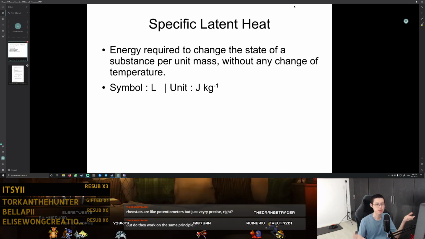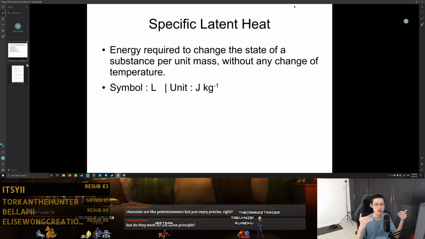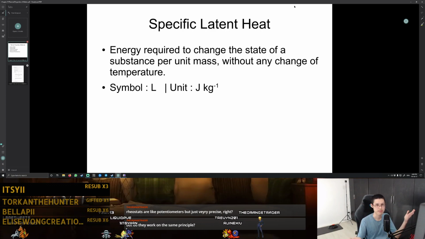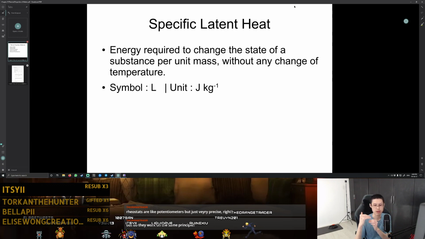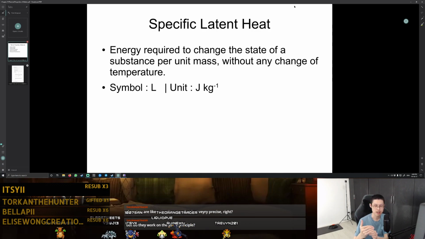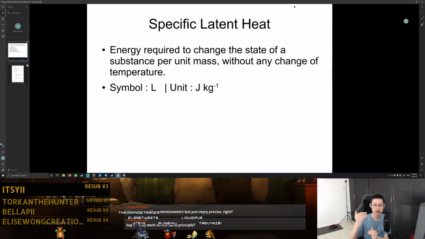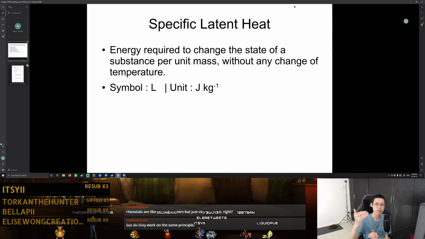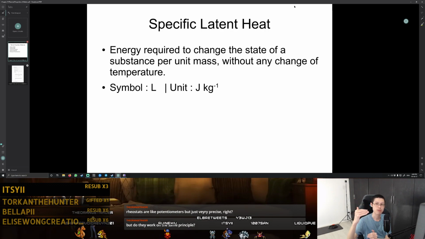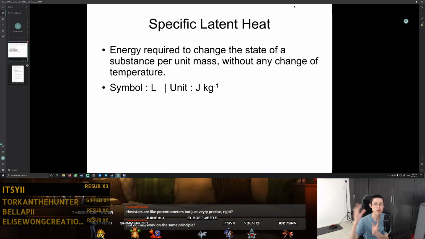But this is assuming that the water is already boiling in the first place. The 10 joules does not include the energy that you need to get the water to boil. So if the water is at room temperature, you need to put in energy to get it to boiling temperature, and then you need 10 joules per kilogram to boil away the water. Sorry, 10 joules to boil 1 kilogram of water away.